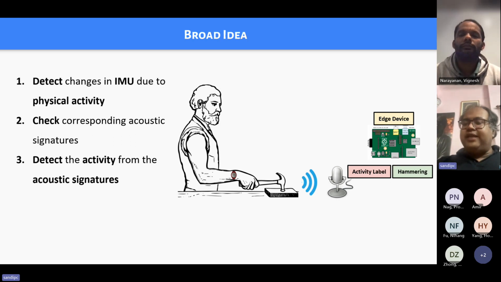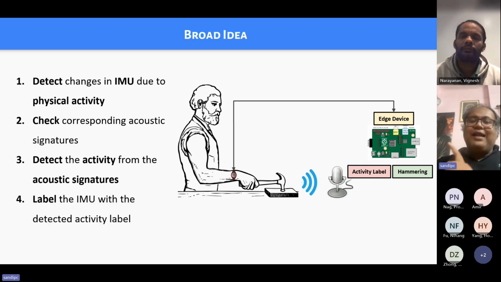So in the acoustic signal processing domain, there are multiple different models, and there are even publicly available large models which can infer the human activities quite accurately from the acoustic data. So you use those existing pre-trained models and infer the activity information. Then you label the IMU data with the detected activity label. So that's the broad idea which we applied.